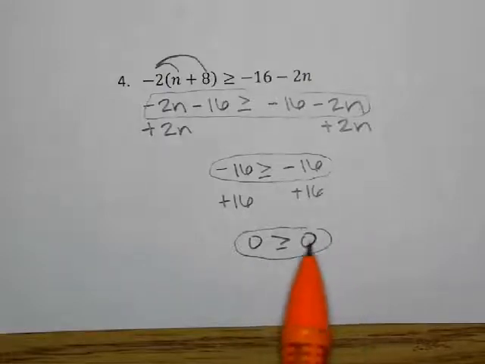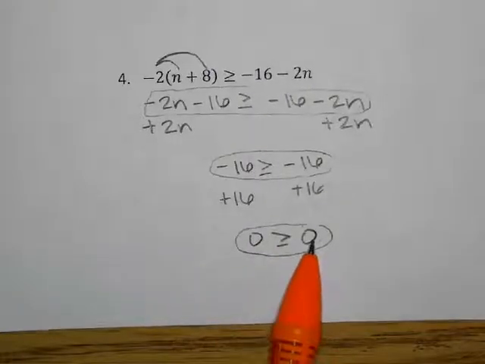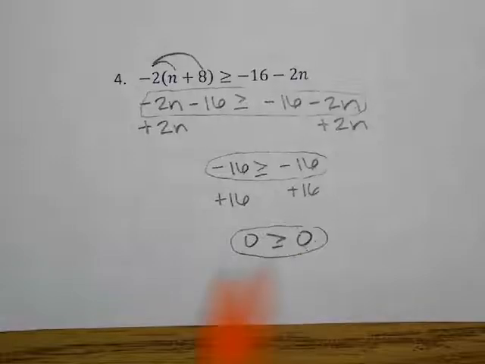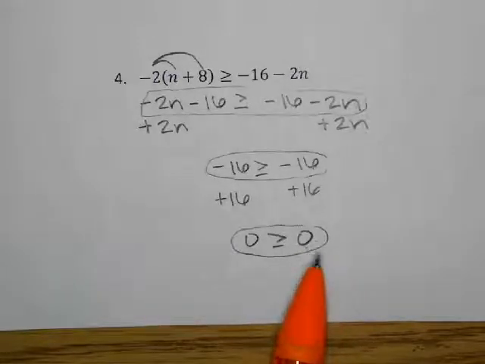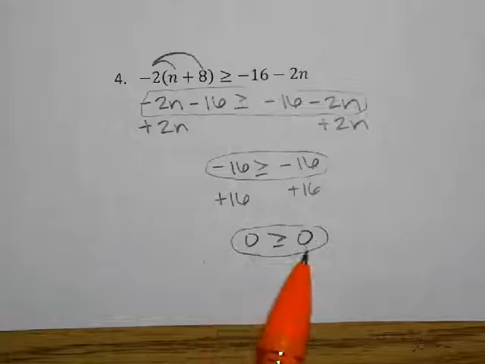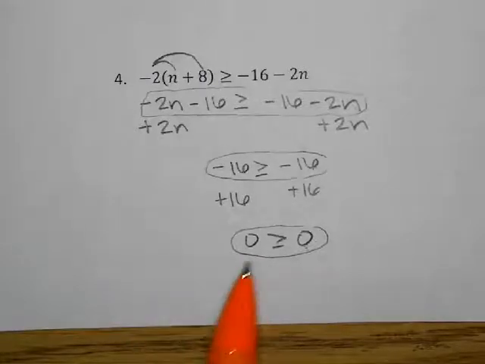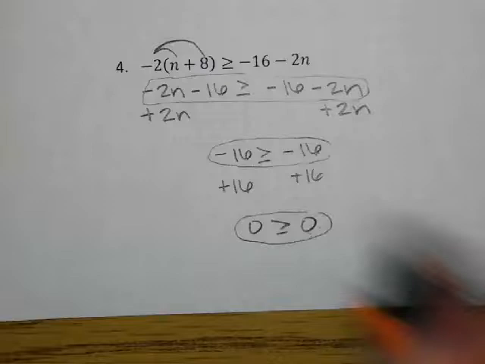But if I had 17 and 18, then I would have had to say false. No solution, because 17 is not bigger than 18. Does that make sense? Okay. So you have to think through what ended up happening with the inequality, if the answer was true or if it was false, and then you can say all solutions or no solutions. So the n's disappeared. Our statement was true, so our conclusion is all solutions.